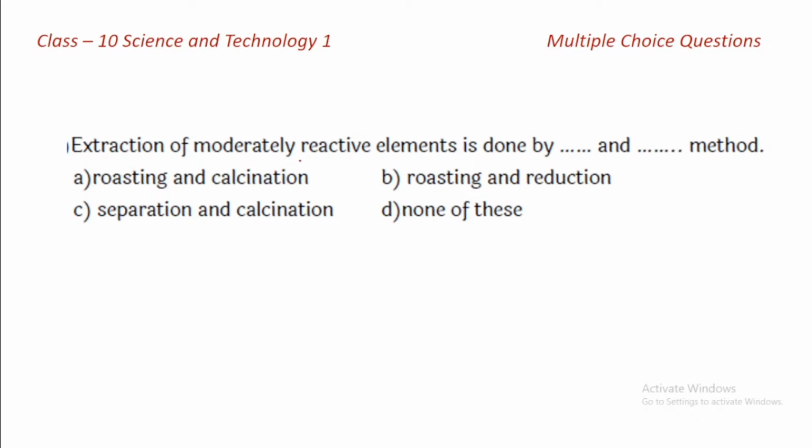Extraction of moderately reactive elements is done by dot dot and dot dot method. Roasting and calcination method, roasting and reduction method. Third option is separation and calcination, and the last option is none of these. So the correct answer is option A, roasting and calcination. The extraction of moderately reactive elements is done by roasting and calcination method.